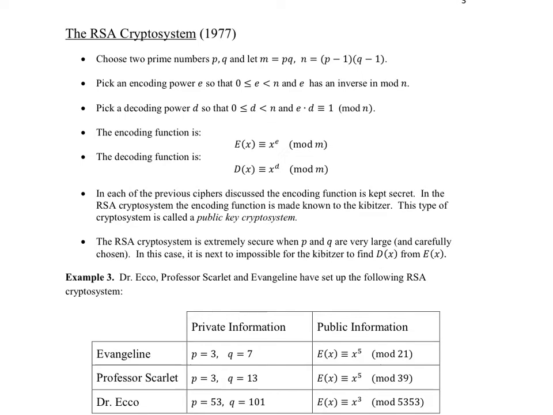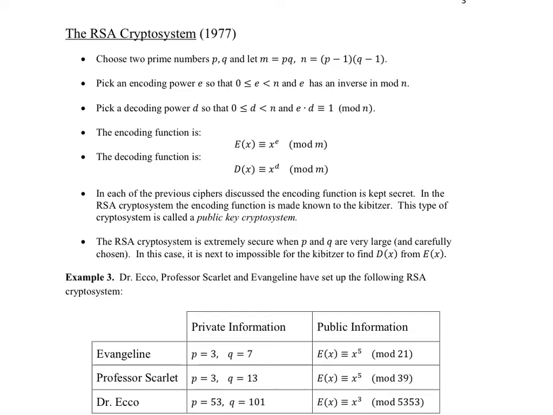So as a quick summary of what we've talked about previously, the encoding function is usually something that we keep secret. We don't want people to find out about the encoding function. Well, that's kind of the opposite in the RSA cryptosystem. It's what we call a public key cryptosystem.